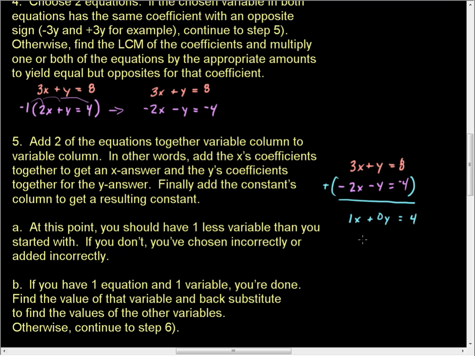And now 1x is actually x. 0 times y, doesn't matter what y is, it's 0. X plus 0 is x equals 4. We have found the value of x. Here's where it changes from a video that I have done before.